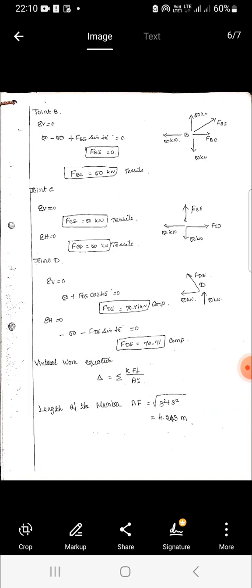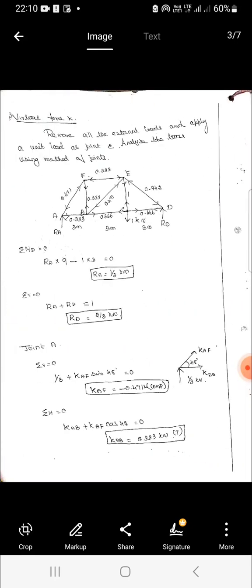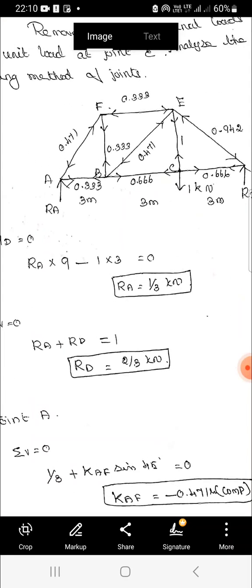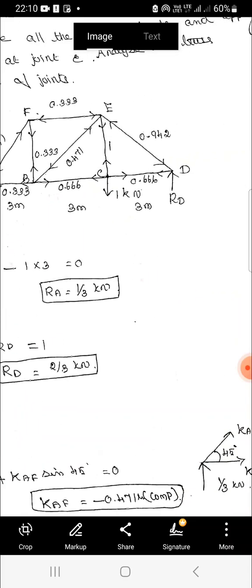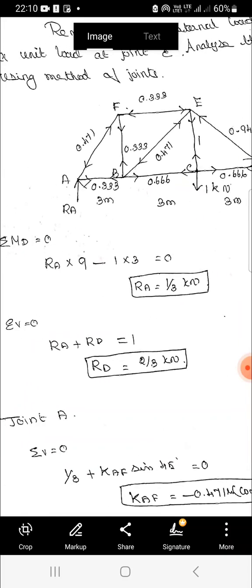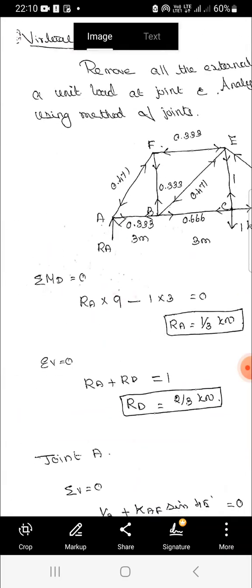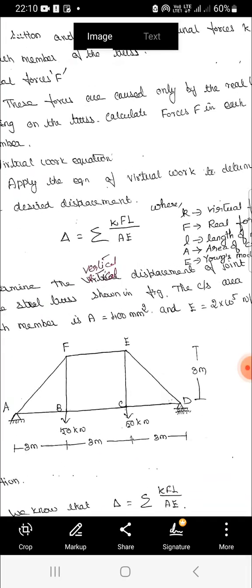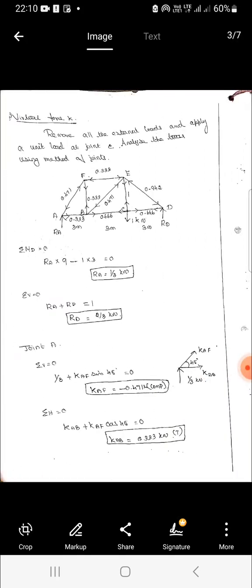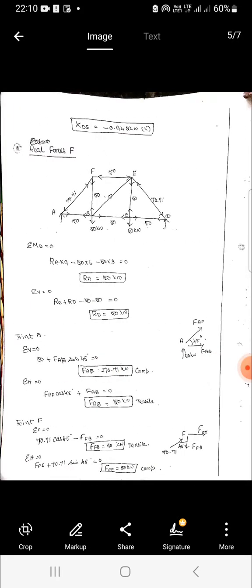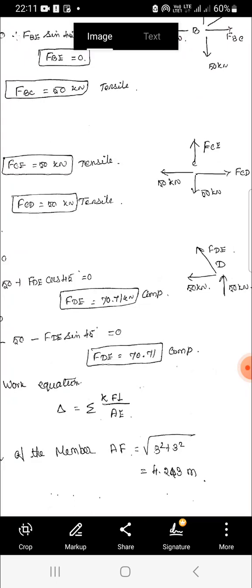Now if the length of a member is not known, you have to find it out. Here the lengths of the members are given: AB 3, BC 3 and CD 3. The inclined members have to be found out. The vertical members FB and EC are 3 meters. So only the inclined members AF and ED have to be found. That is simple. AF equals square root of FB square plus AB square. Only that has to be found, which has been found here. See here. That's all.